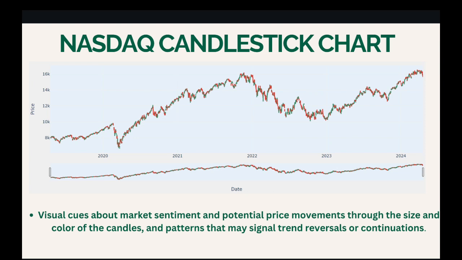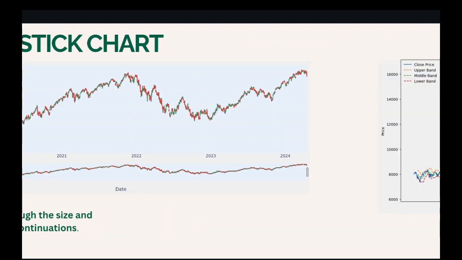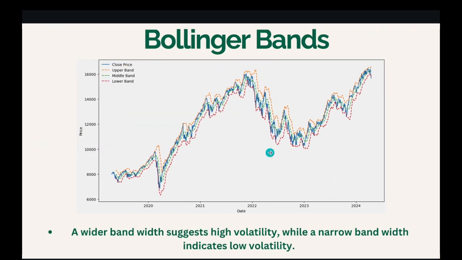Now we have Bollinger Bands, which indicate market volatility. A wide band suggests high volatility, and a narrow band width indicates low volatility. It also indicates the trend through the middle band. If the middle band is sloping upwards, then there is an upward trend, and vice versa.